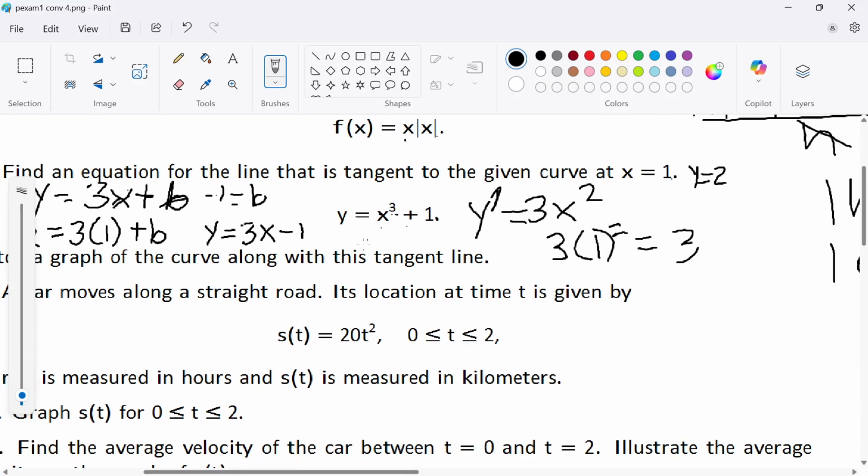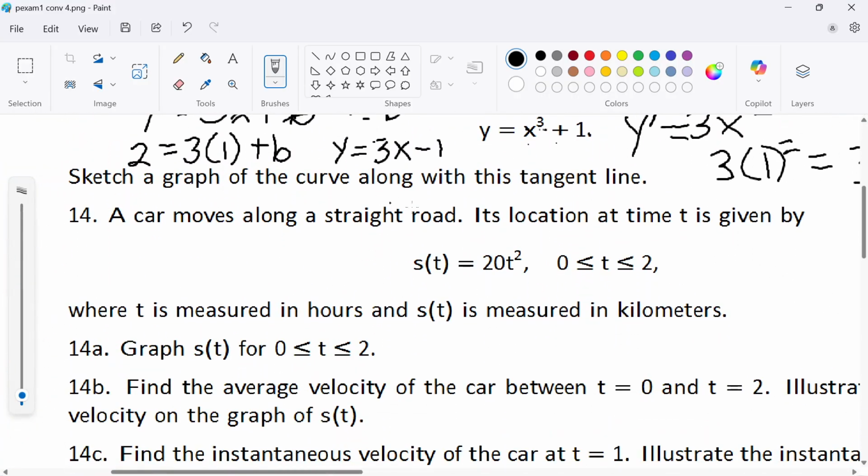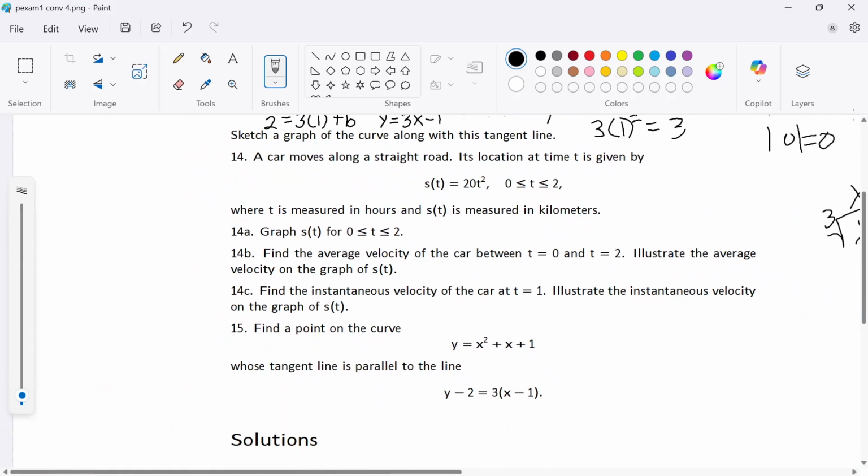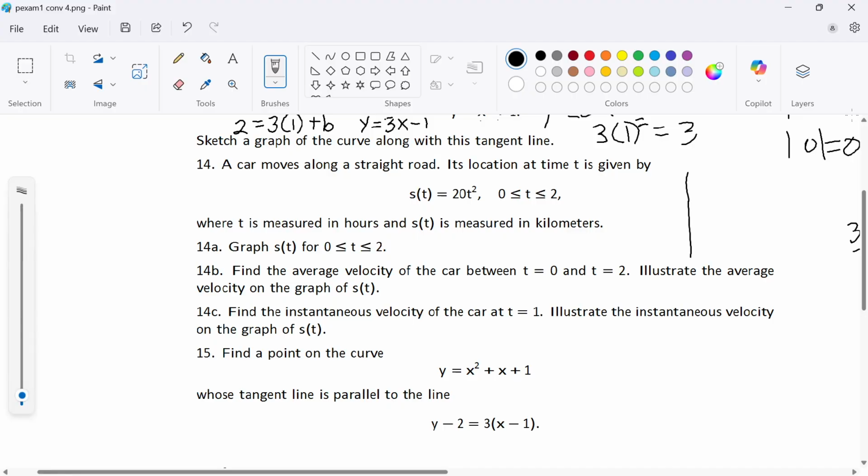Okay, now I need 14, and I've got to try to zoom in. Mr. Camera, zoom. All right, a car moves along a straight road. Its location at time t is given by s of t equals 20t squared, 0 is less than t is less than 2. Graph s of t for 0 is less than t is less than 2. Well, I'll put this here. And let's see. When it's 0, 20 times 0 squared is 0. When it's 2, 20 times 2 squared is 20 times 4 is 80.